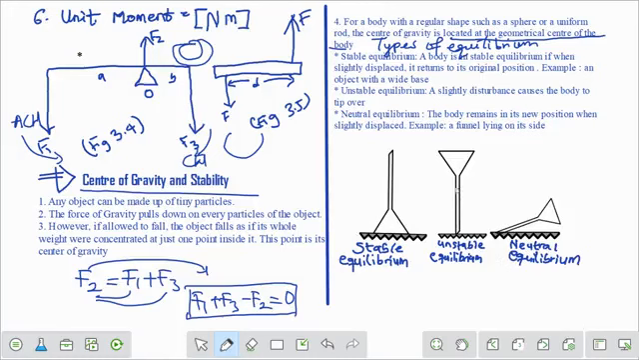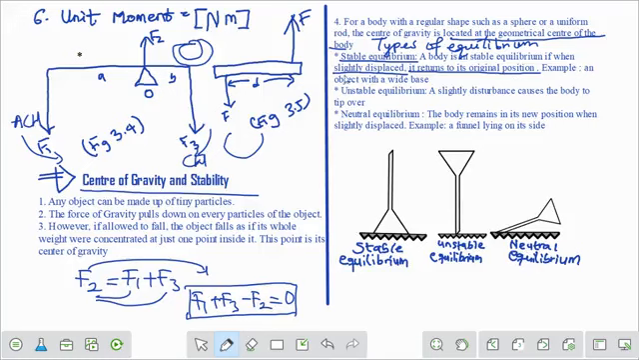Okay, what do you know about stable equilibrium? A body is in stable equilibrium if, when slightly displaced, it returns to the original position. That's what we mean by stable equilibrium. That is, when you just slightly displace it, it will return back to its original position.